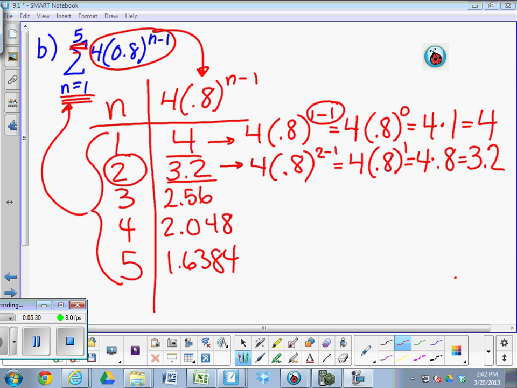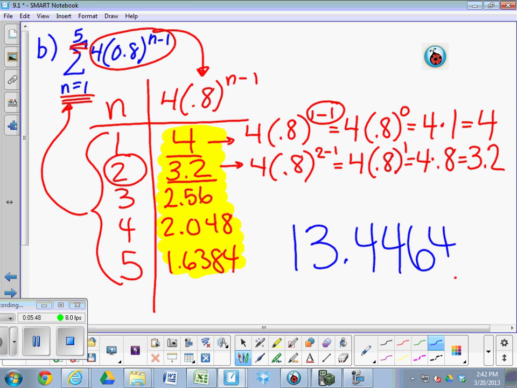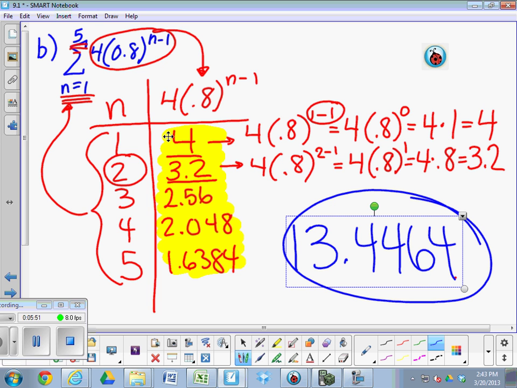Okay, there are the 3 answers that you get when you put in 3, 4, and 5. And the sigma means to add all these results. Add all these numbers up, and what do you get? 13 point, I think it's like, yeah, 4464, I think I remember. So there's your sum. All right, so that's, for now, how we're going to do the non-arithmetic series.